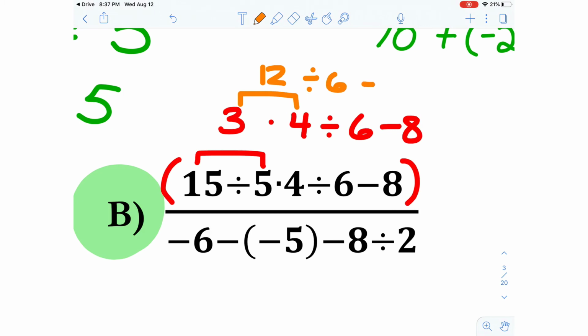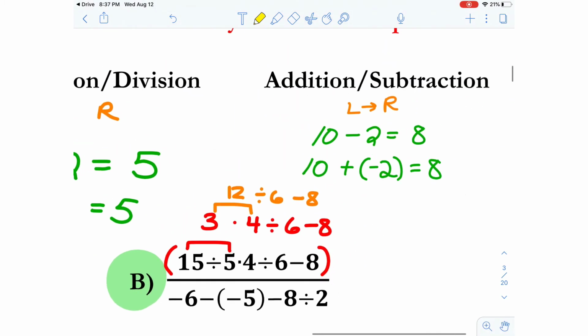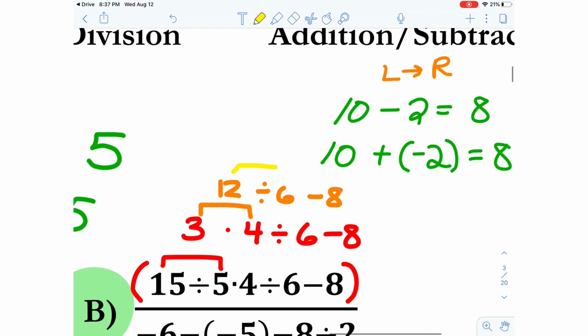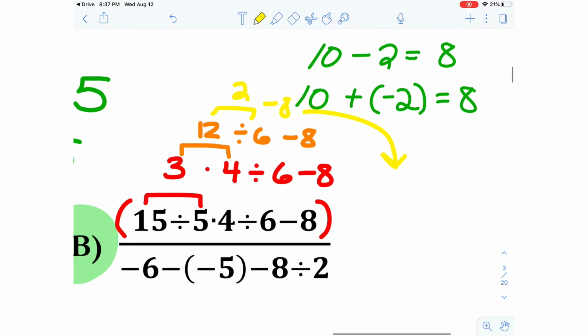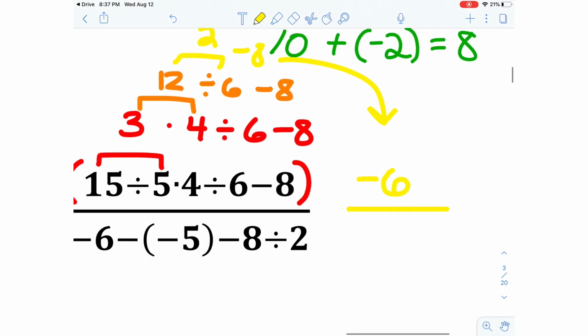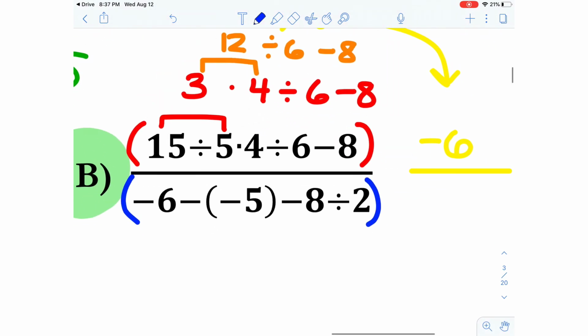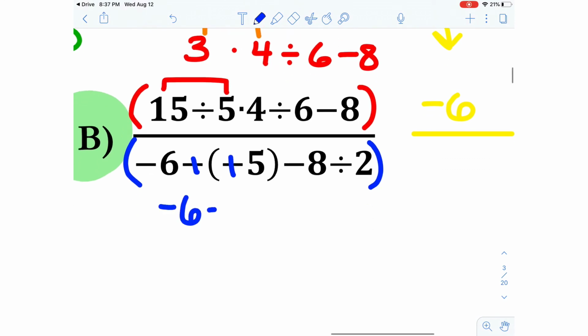Divided by 6 minus 8. I'm just going to keep working up because it's looking good. 12 divided by 6 is 2 minus 8, and I'll finish the problem down here. 2 minus 8 is negative 6. Done with the top. Let's go down low. We got, okay, minus negative 5. Negative 6 minus negative 5. Minus a negative turns to a plus. So I got negative 6 plus 5 minus 8 divided by 2.